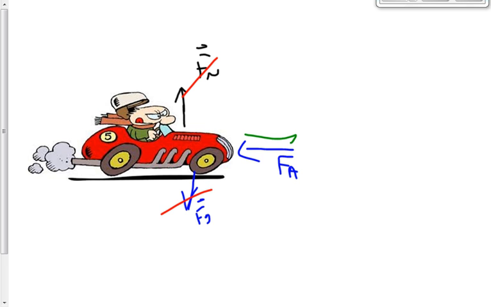Oh, he's got a force that he's drawn to the right. We're going to call that F. Okay, he's calling that FR, for reaction, the force of reaction. Is that right, guys? Good?